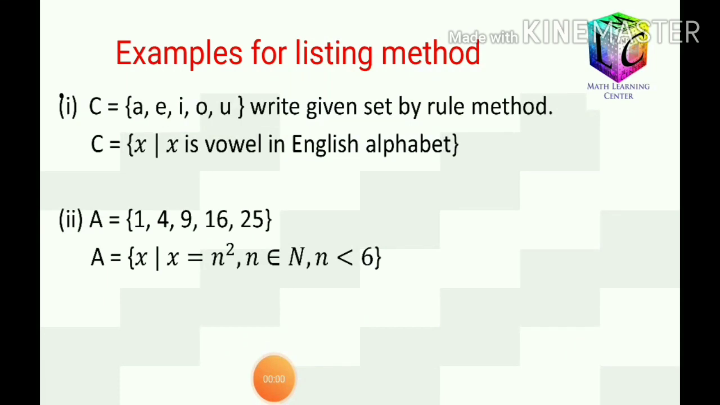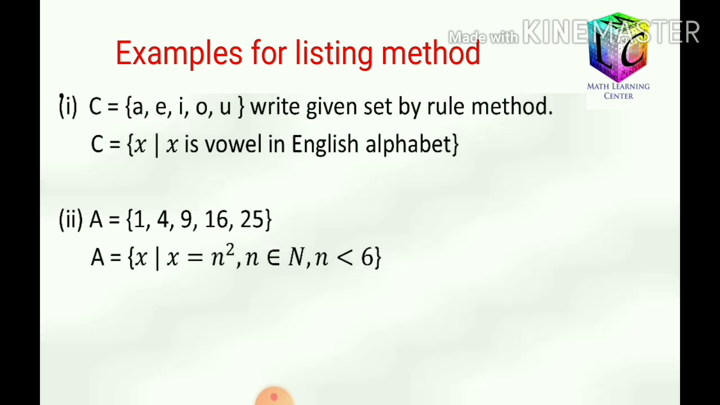We'll take some more examples. Our first example: C is the set equal to {A, E, I, O, U}, the elements of C, and we are going to write this set using the rule method. So in the next step we write C equals the set of all x such that x is a vowel in the English alphabet.